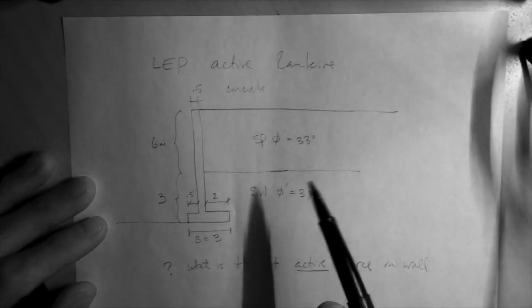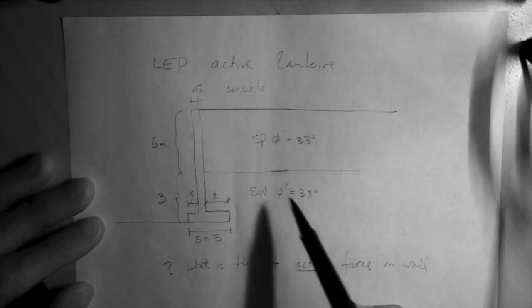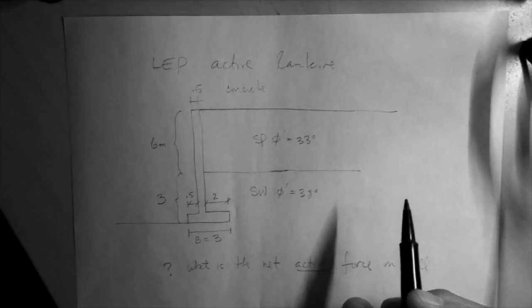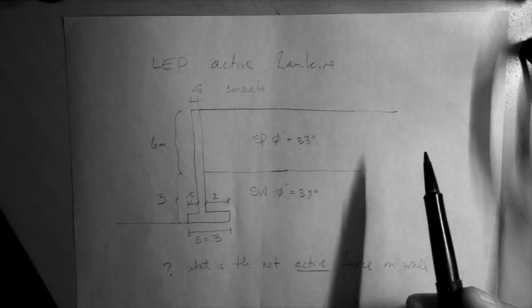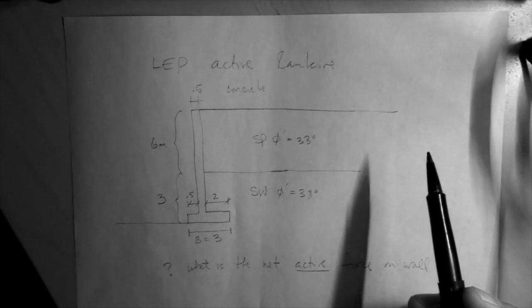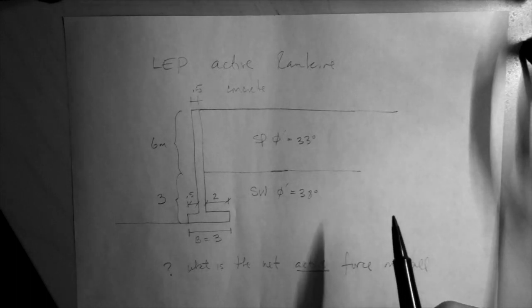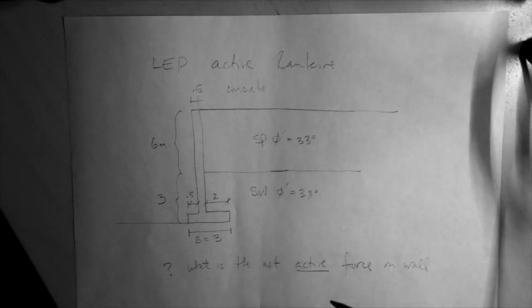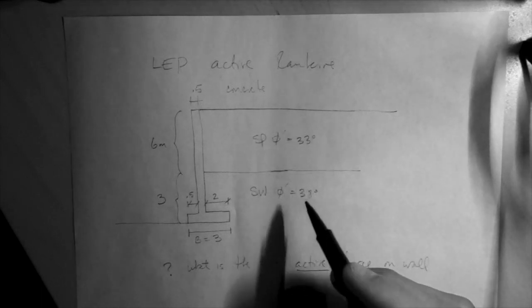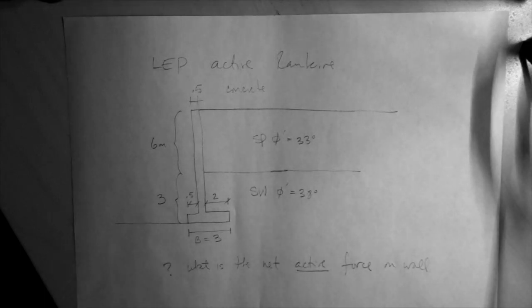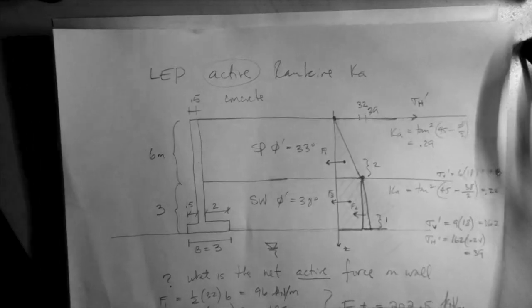Okay, so here's our problem again. We have two soil layers behind the wall. We already calculated the active force, the net force acting on the wall, and we decomposed that force, and then we added those forces to get the net force. So we had three forces, one associated with a triangle, one associated with a smaller triangle down here, and then one with a rectangle.